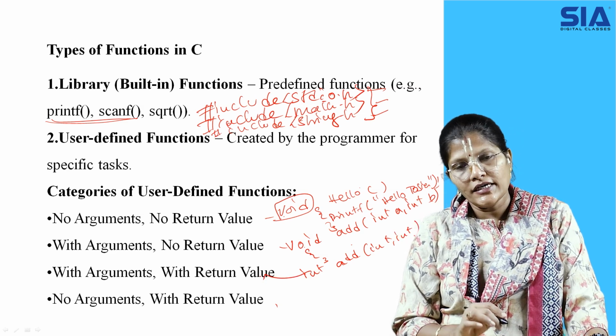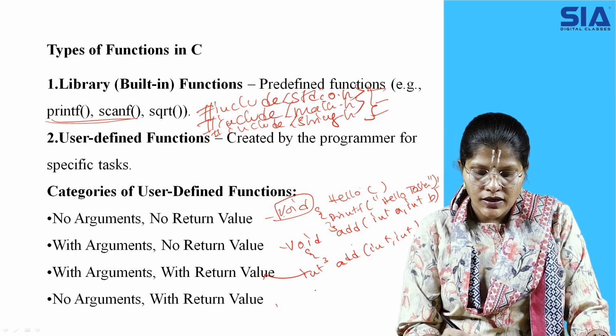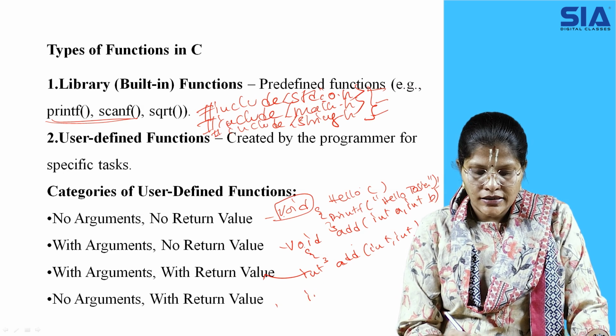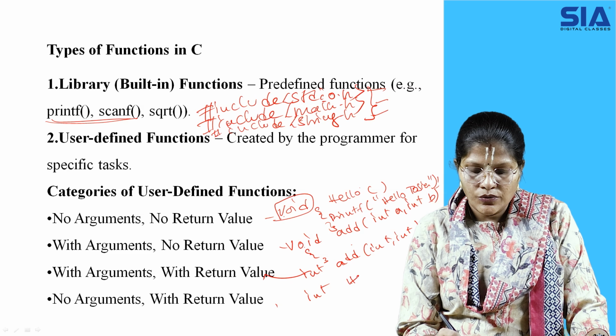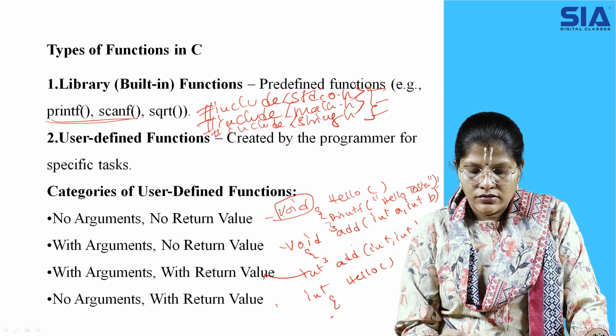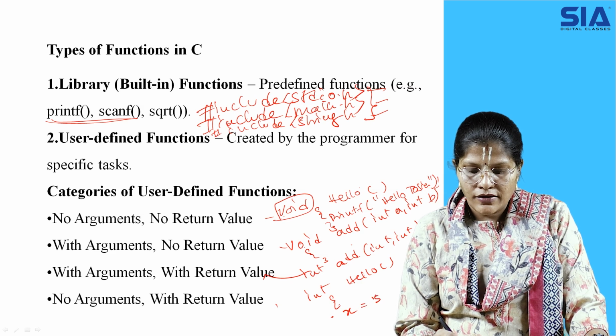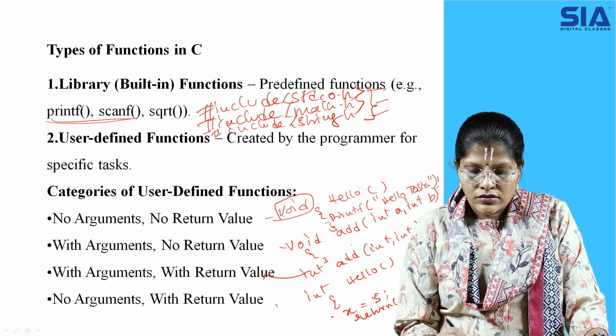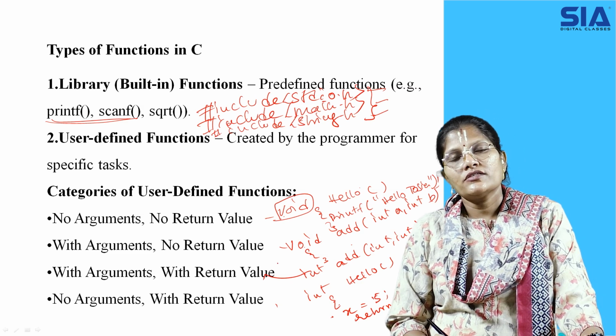No arguments with return value. Now no arguments with return value would be int hello, and here you are stating x value is 5, return x. Okay, there in the statement you can execute the code.